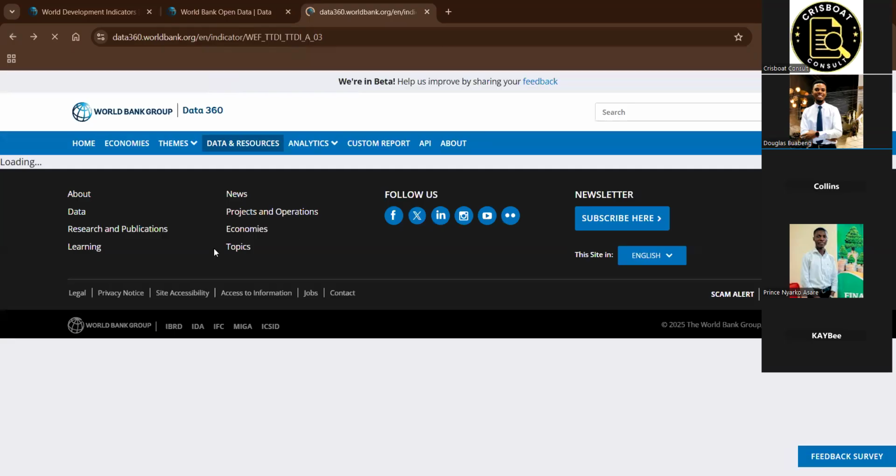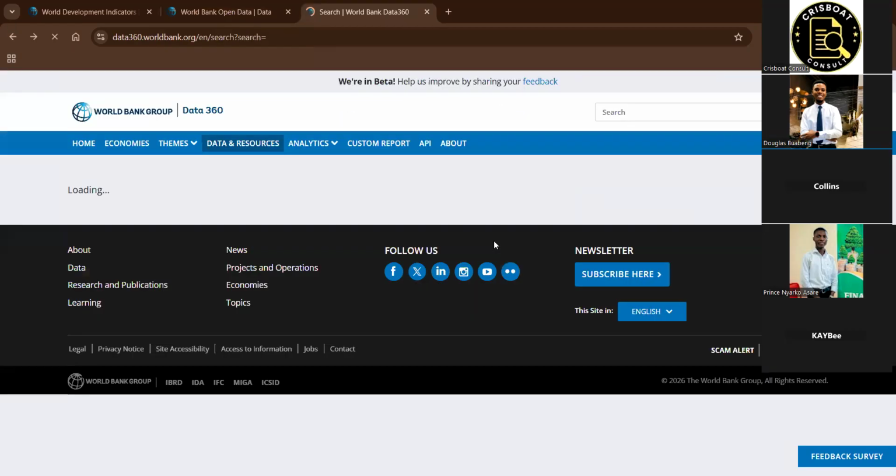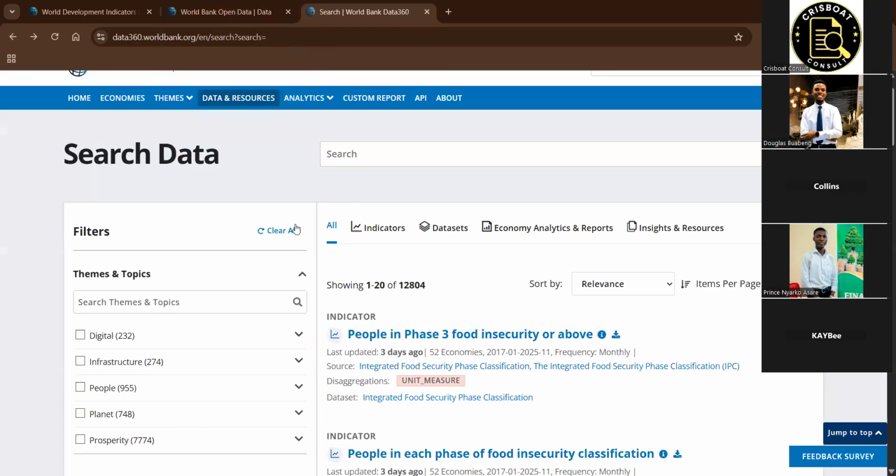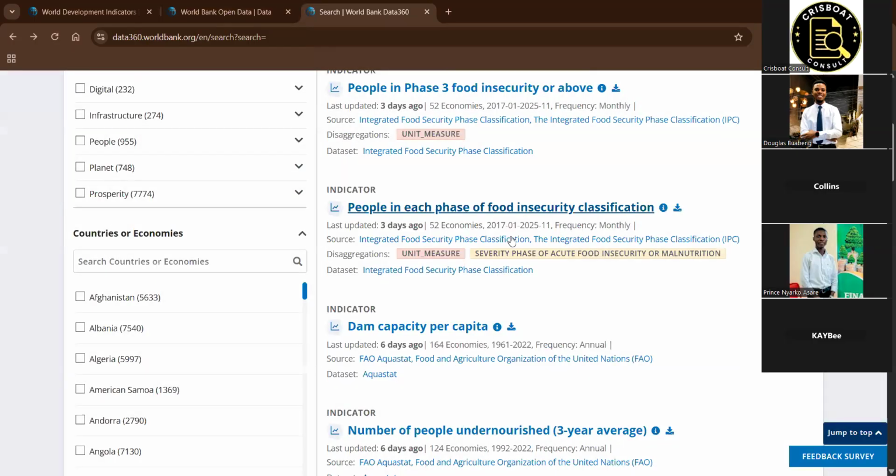Please, is your question answered? Okay. Yes, please. So they all have the measures there. If you open any of them, you can see how it was collected.